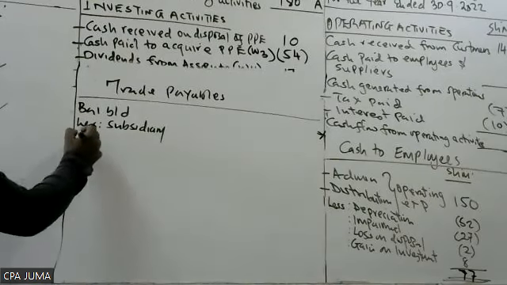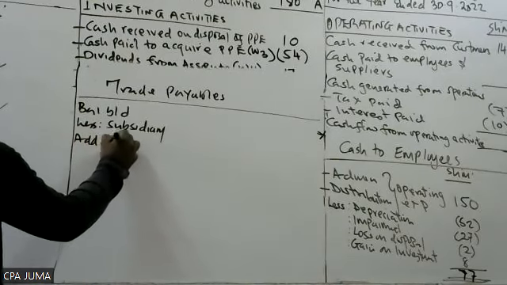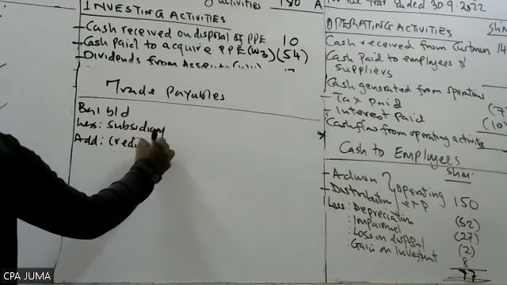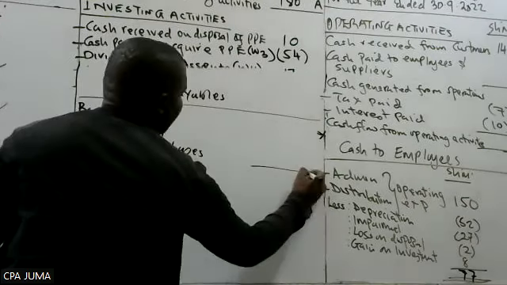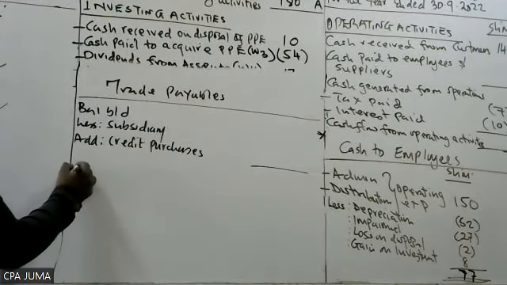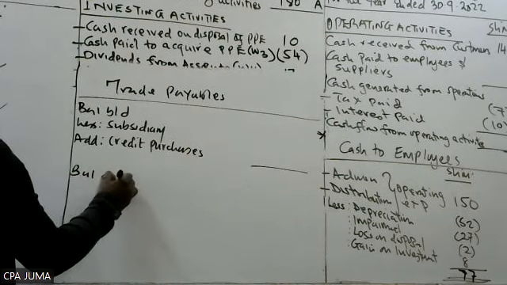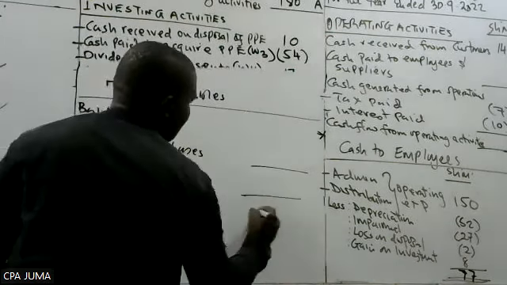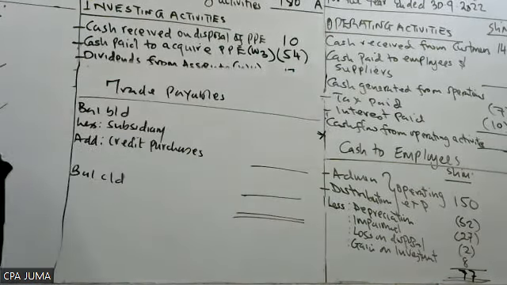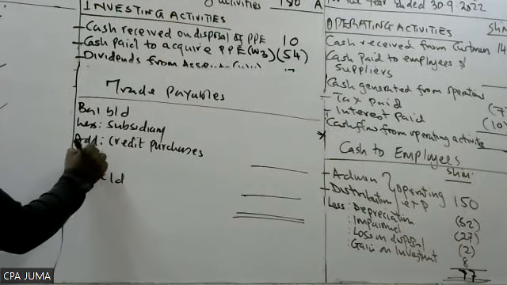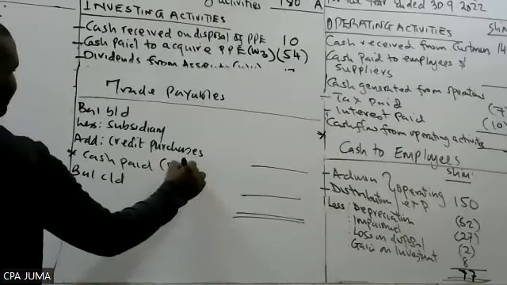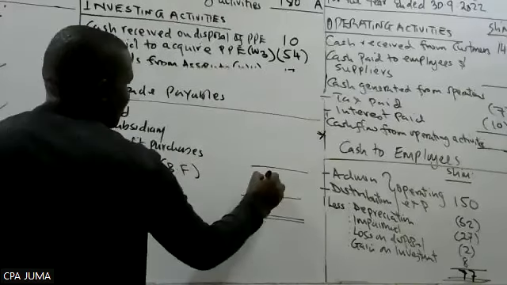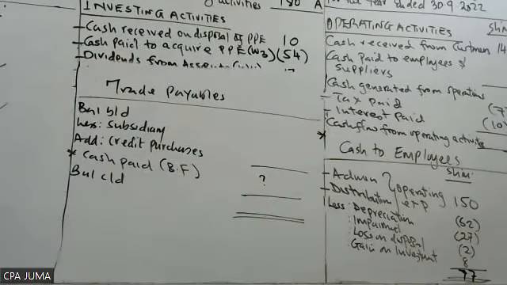Then you add credit purchases. Then you get the total, and you compare with the balance carried down. So the balancing figure here is the cash paid.